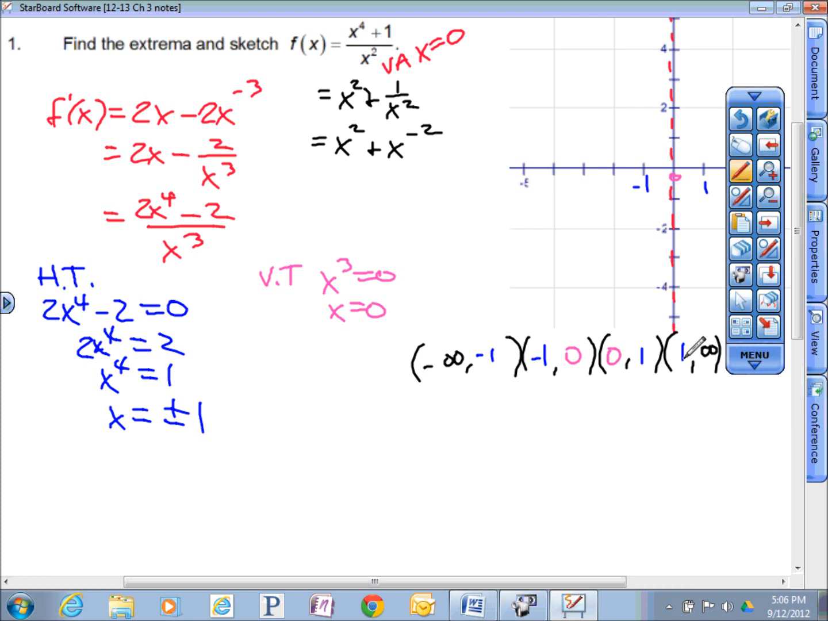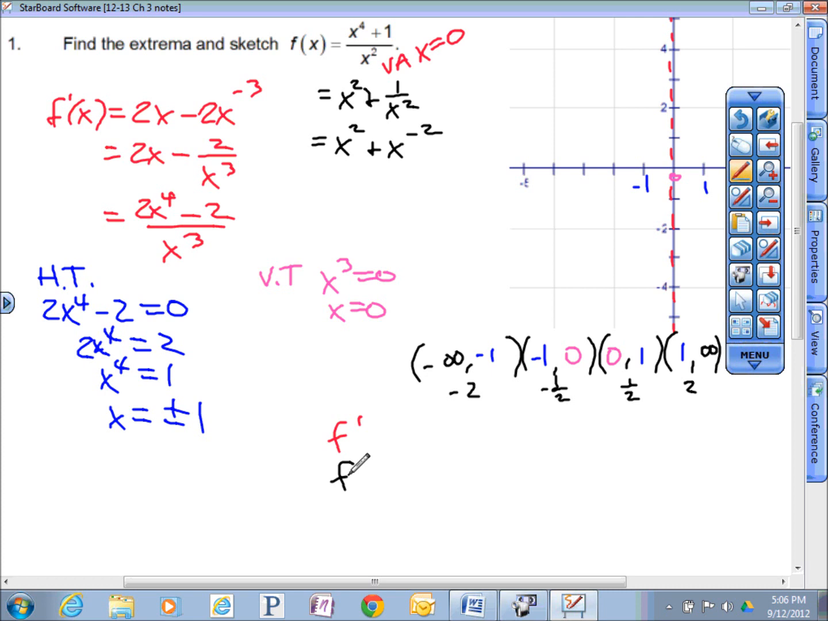Now we're going to pick our test values. Test values are nice. How about negative 2? How about negative 1/2? Darn it, we've got to use a fraction. 1/2 and 2. And now let's take those test values and plug them into f prime so that they can tell us something about my function. So take negative 2.